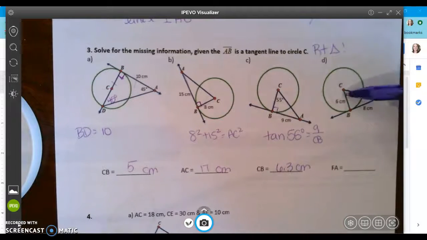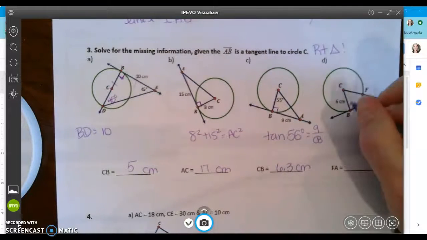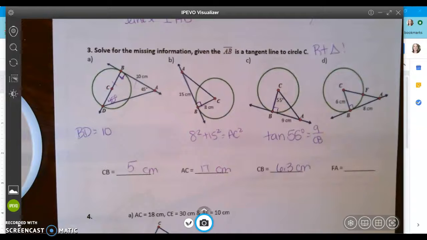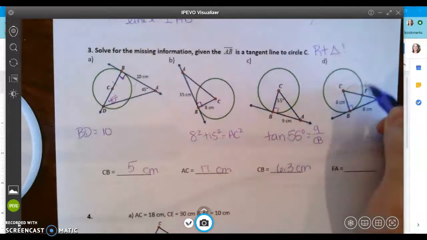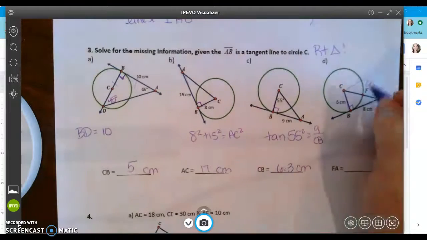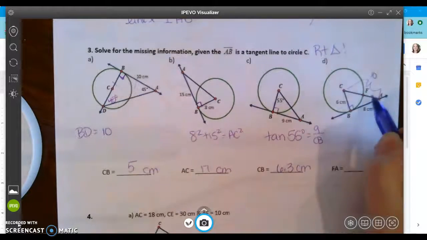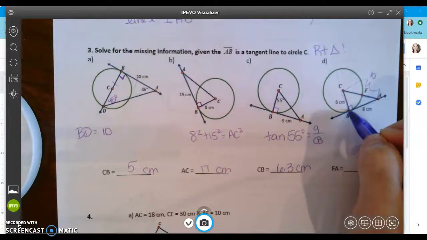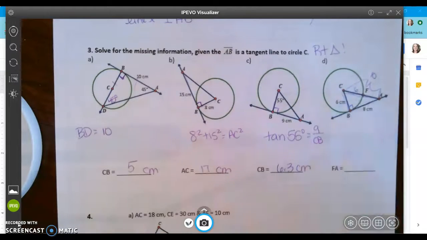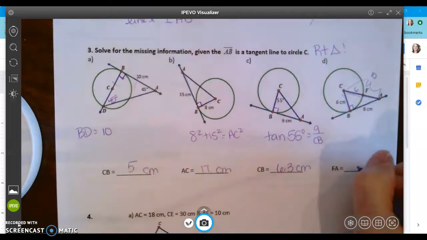Last one, again, I have a tangent. I have a radius to the point of tangency, so consequently I have a right angle and a right triangle. I can use the Pythagorean theorem to solve for the entire side CA. I'm only trying to find FA though, but let's find CA first. Well, I've got a 6 and an 8, so CA has to be 10. Okay, but how do I find this little piece FA? Well, I know that this is a radius of 6, so consequently this has to be a radius of 6, leaving FA to be 4.